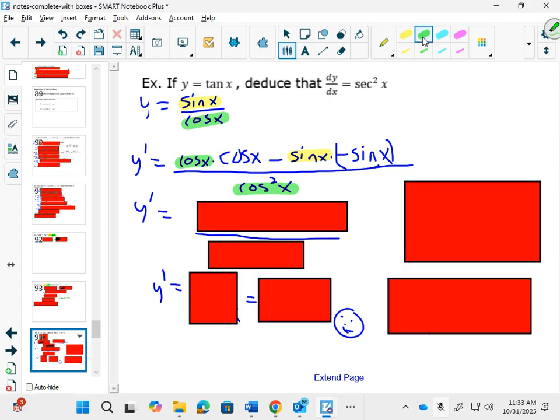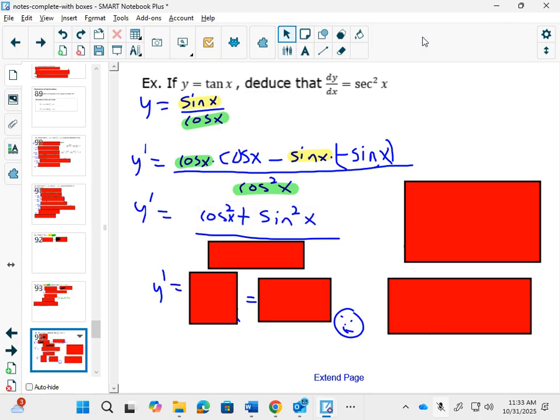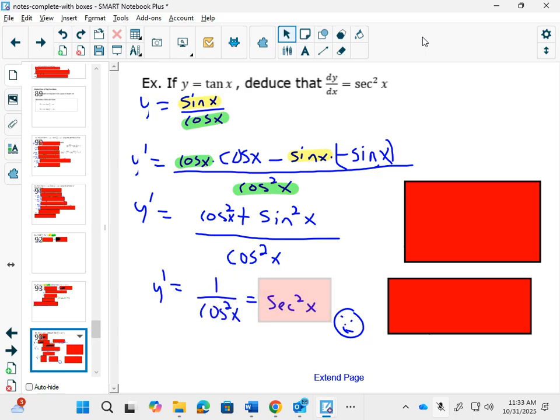Can you see it already? What's the top going to be? 1. Yeah, 1. But before that, it's going to be cos squared x plus sine squared x, right? And that's an identity that you know is 1. So we get 1 over cos squared x, and 1 over cos squared x is secant squared x. And this will be a new shortcut.